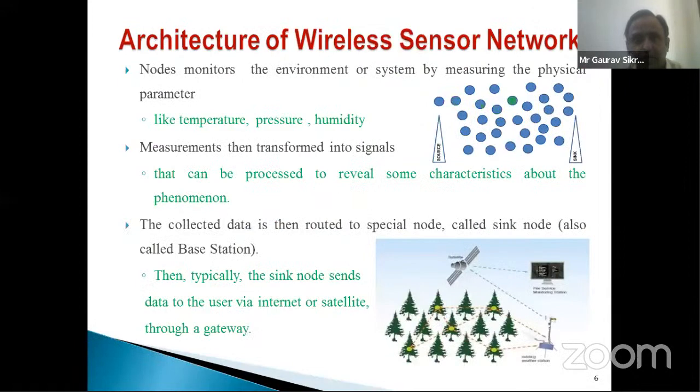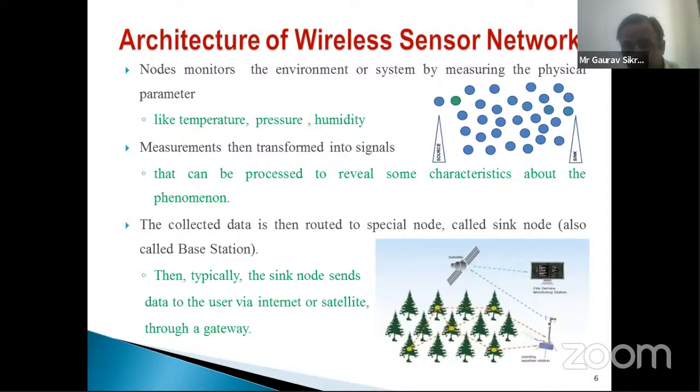In the architecture of a wireless sensor network, nodes monitor the environment or system by measuring physical parameters like temperature, pressure, and humidity. Measurements are then transformed into signals that can be processed to reveal some characteristics about the phenomena. The collected data is then routed to a special node, or we can say a sink node. The sink node acts as a base station that transfers the actual data to further computers or end users. Then typically the sink node sends the data to the user via internet or satellite through a gateway.